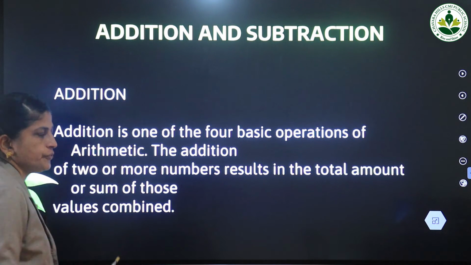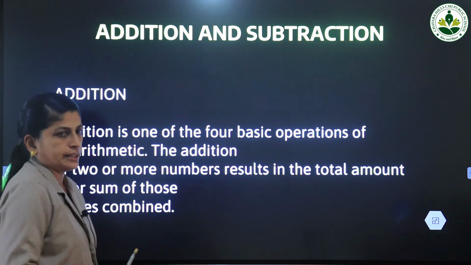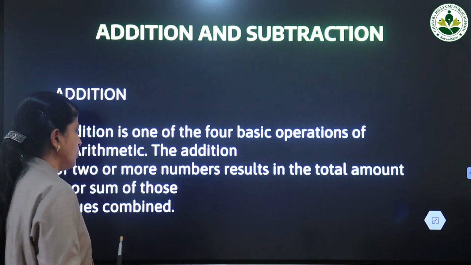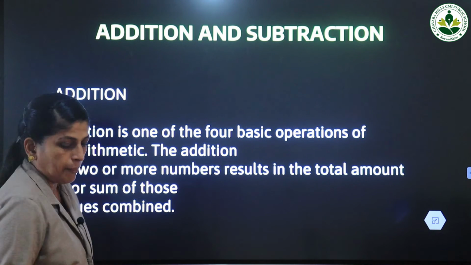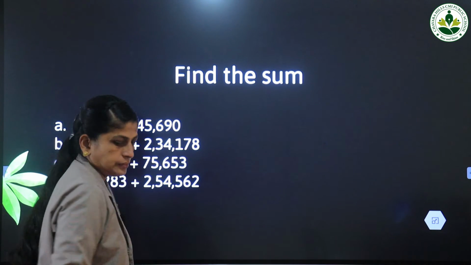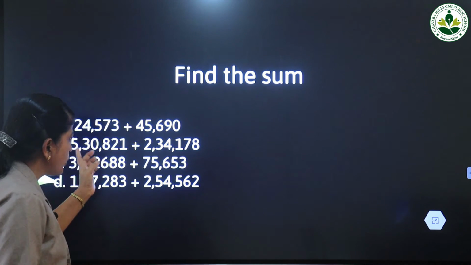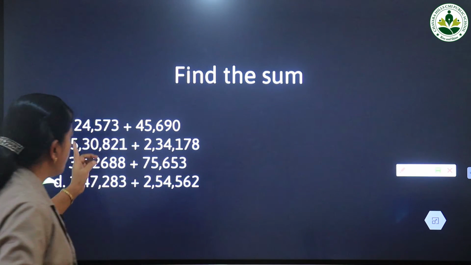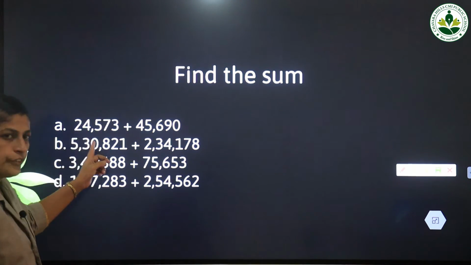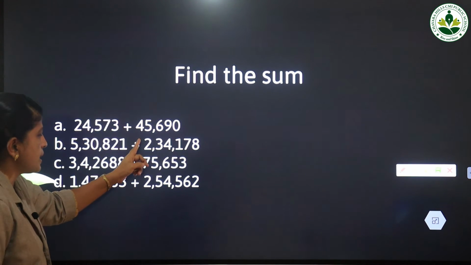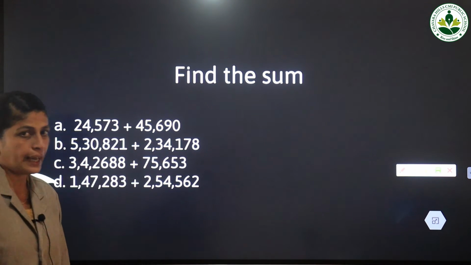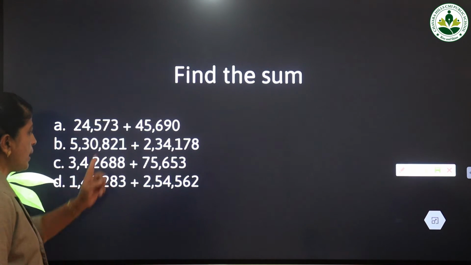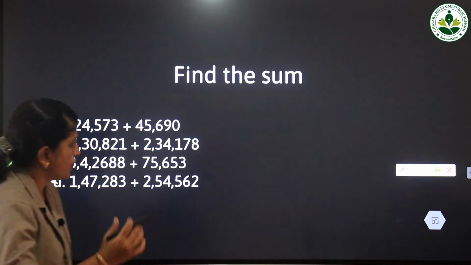Addition is one of the 4 basic operations of arithmetic. The addition of 2 or more numbers results in the total amount or sum of those values combined. Then here are some questions. We are going to find the sum of these numbers. What is the first question? How do you read this number? It is 24,573 plus 45,690. How many digits are there in the first number? There are 5 digits plus another 5-digit number. Let's do that one.